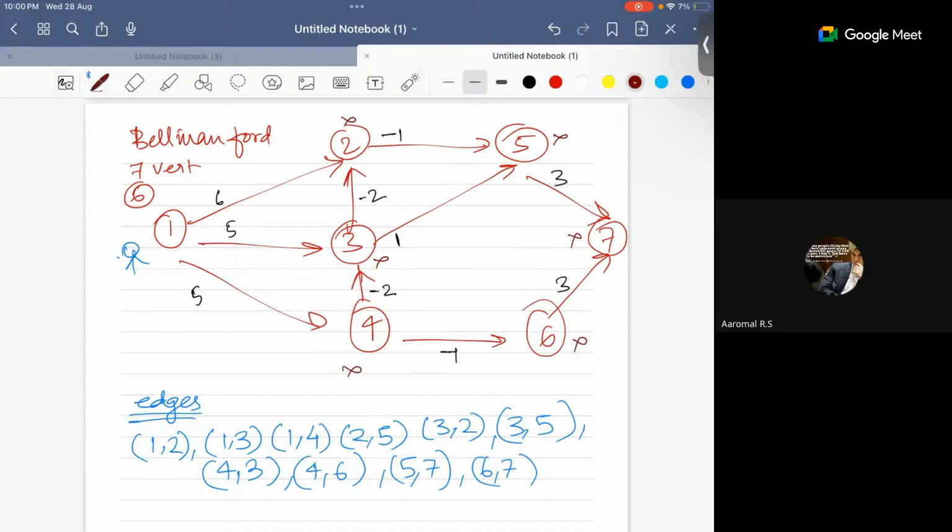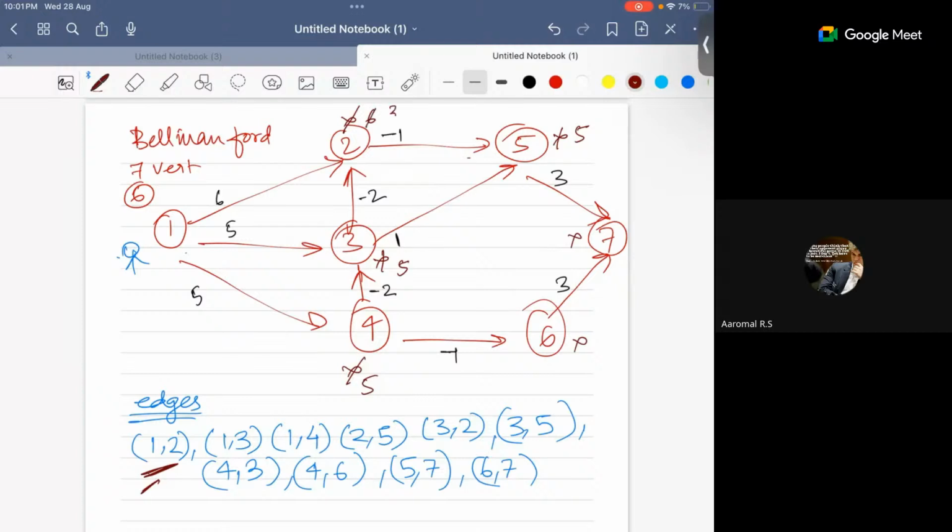Starting with edge 1, 2: 0 plus 6 is less than infinite. Should I update the value? Yes, 6. Edge 1, 3: 0 plus 5 is less than infinite. Update the value. Edge 1, 4: 0 plus 5 is less than infinite. Update. Edge 2, 5: 6 minus 1 equals 5, less than infinite. I'll update. Edge 3, 2: 5 minus 2 is 3, and 3 is less than 6.